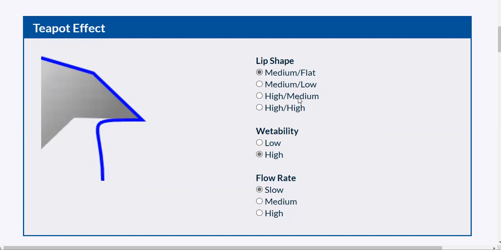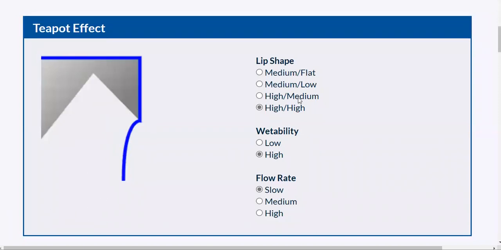So you could see medium and flat, medium and low. Once you go to the high positions, your lip is going to have more elevation, so the liquid will have to do more work to climb up against gravity. So that's one way of beating the teapot effect. Once you keep this elevation very high, the liquid actually can't double back. Same thing if wettability is low.